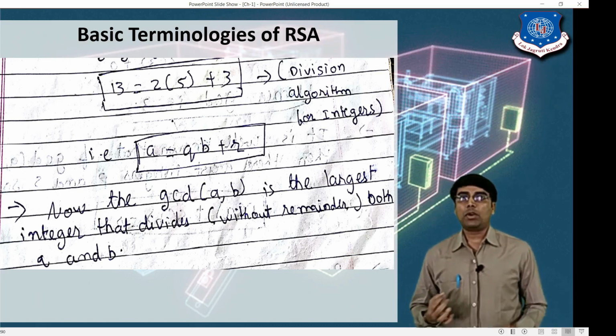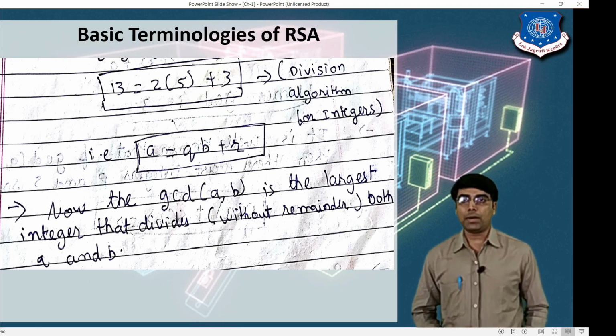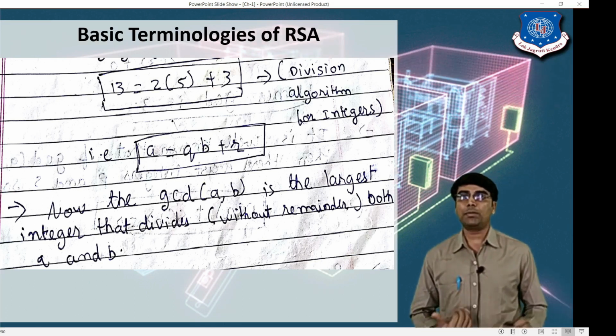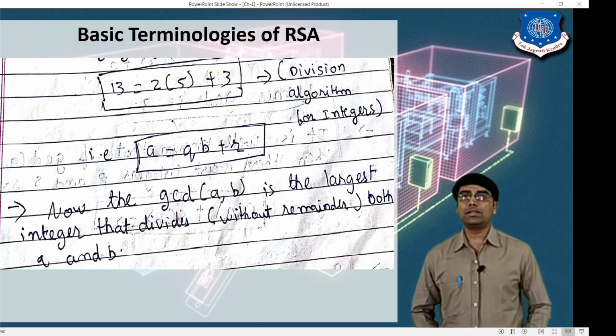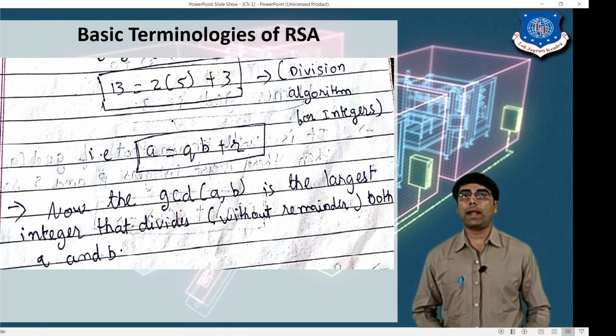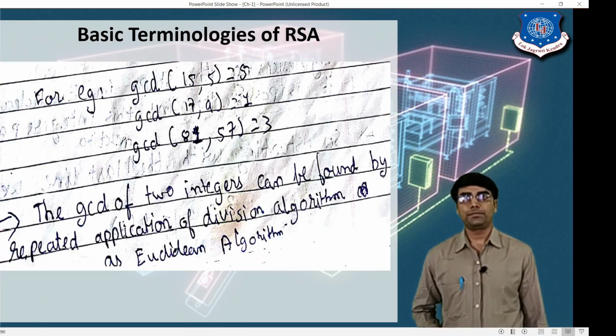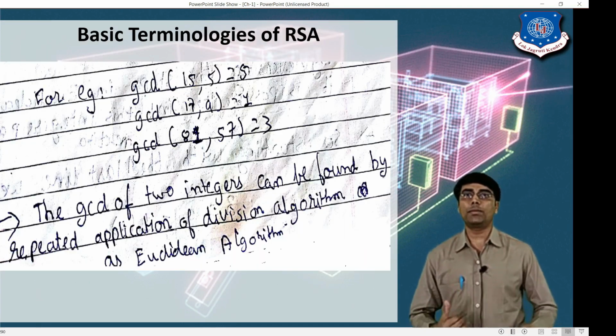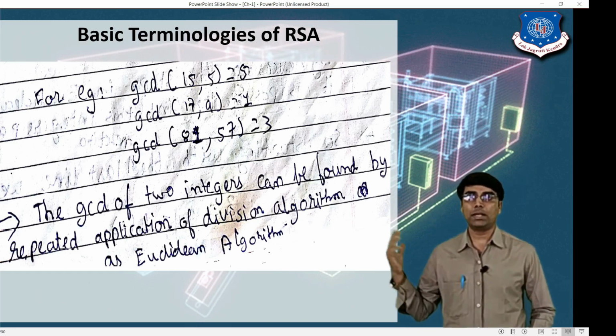Now if you want to find the GCD of two numbers, the GCD of a and b is the largest integer that divides both a and b without remainder. So let's see how to find the GCD of two numbers. Let's take one example.